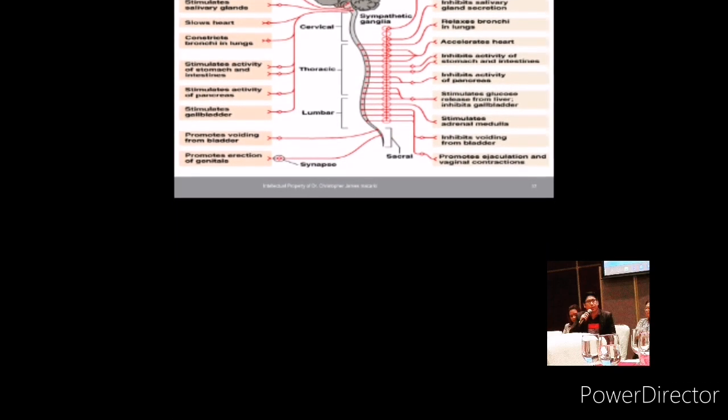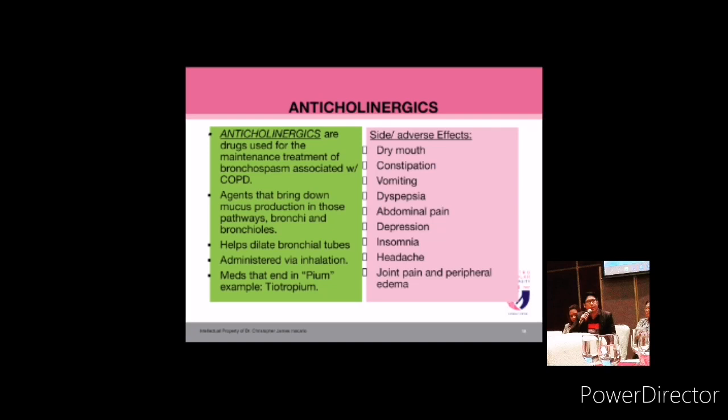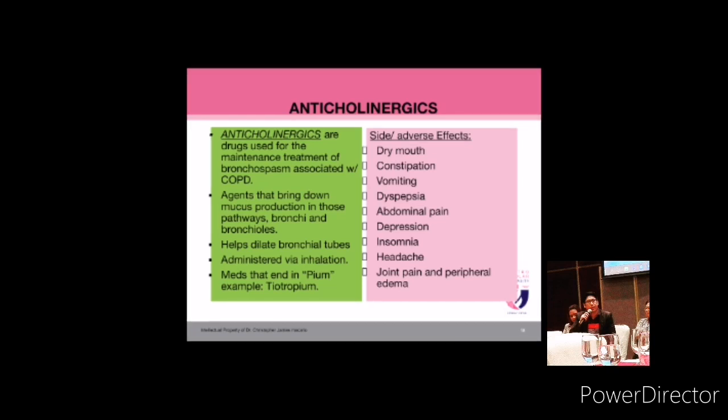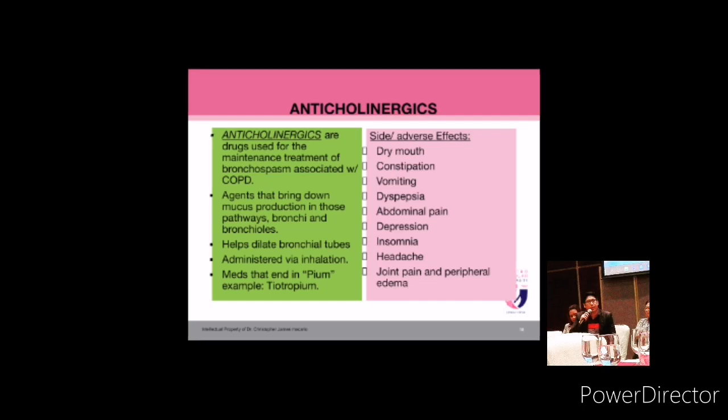Okay? And so, knowing what we know, let's finally turn to anticholinergics. Ano ba yan? So, sabi nga natin, when you talk about cholinergic, it's just a fancy word for saying there's too much mucus. Okay? And so, anticholinergics are drugs used for the maintenance and treatment of the bronchospasm associated with COPD, meaning these are the agents that bring down mucus production in those pathways, the bronchi and the bronchioles. Okay?